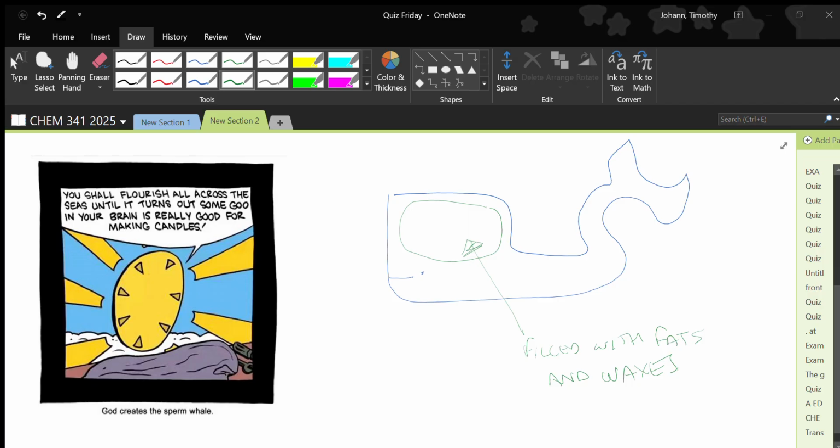That's why it floats. That's why ice is always on top of lakes when it freezes. But they're going to swim way down in the ocean.